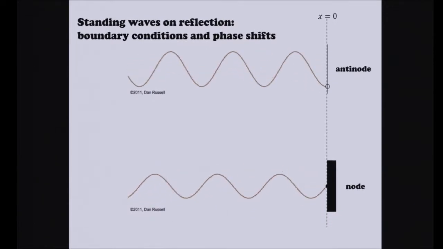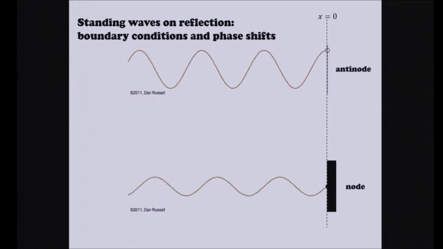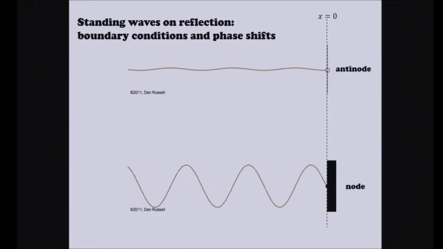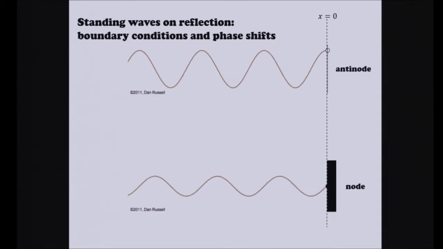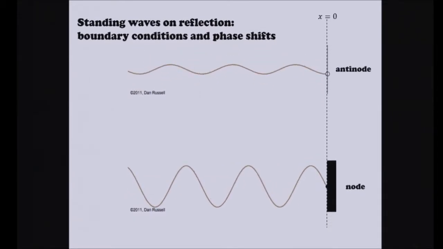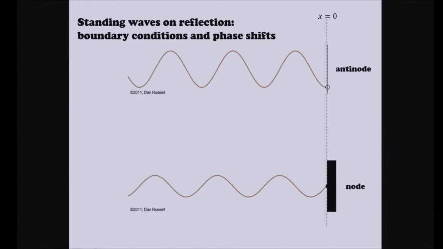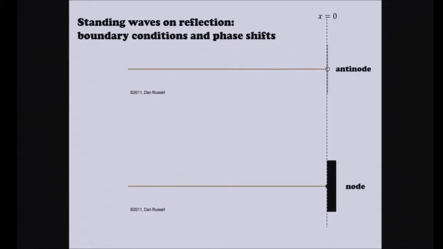So what physically would be causing a node to happen? Any ideas? If it's fixed, if you tied it there, it can't go anywhere, right? Now, the top one, let's think about the other extreme. Maybe it's a free end. So what would cause this to be happening?